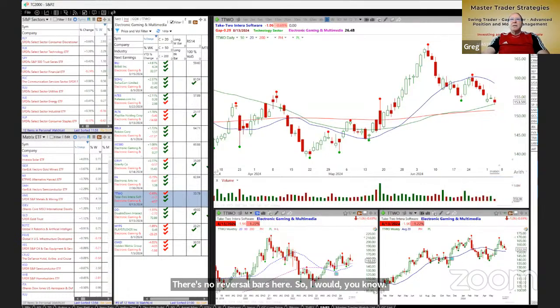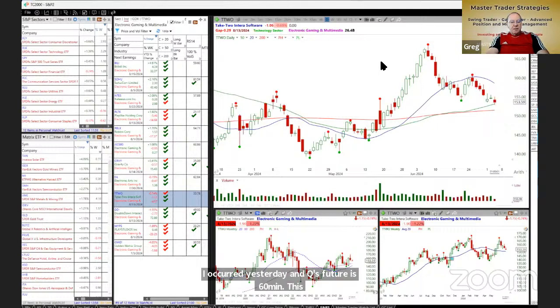One thing I'd like to hear more about is the 2-bar reversal. Some criteria to use for it. I occurred yesterday in Q's futures 60-minute. This platform doesn't have futures, and my other platform is loaded on the other computer.